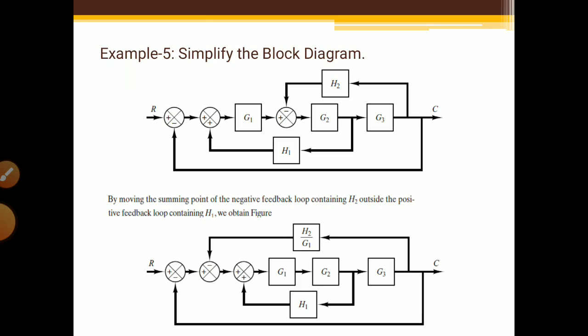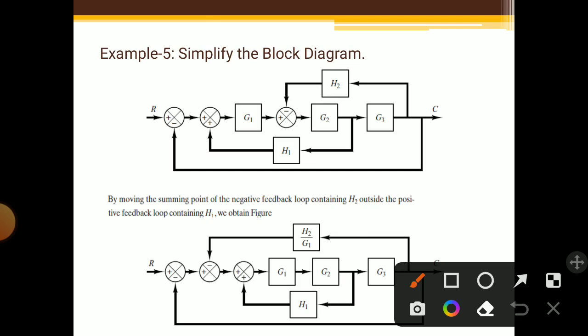Now we will check another example: simplify the block diagram. The block diagram is shown here. In this diagram the complication is very large, because the two blocks G1 and G2 are in series, but in between them there is a summing point. That's why we cannot take these two in series. This summing point is an obstacle here, so we are going to shift this obstacle.